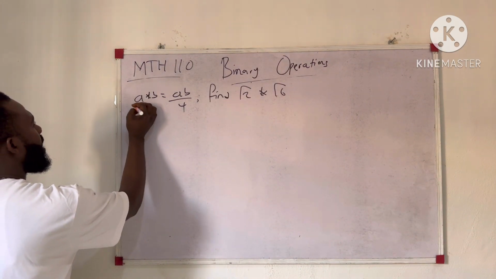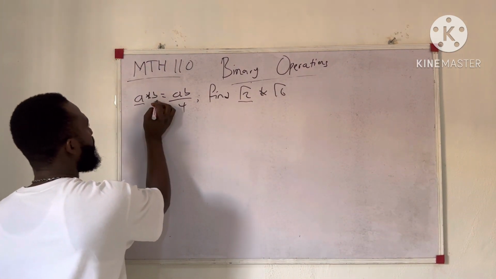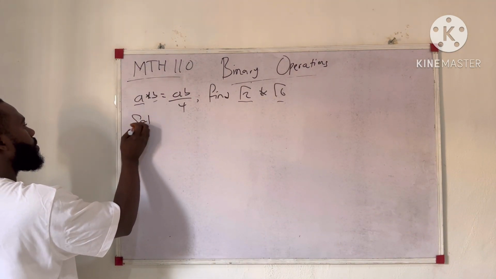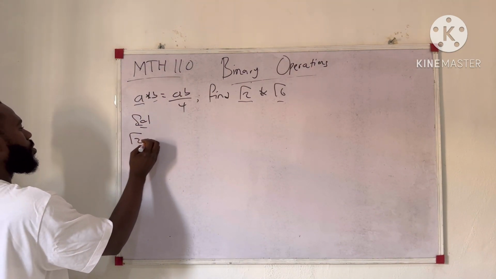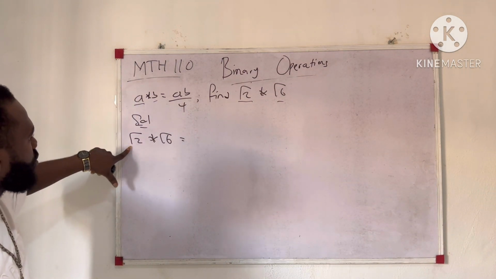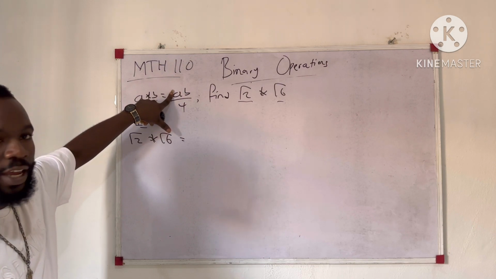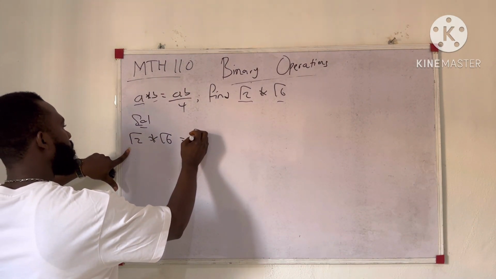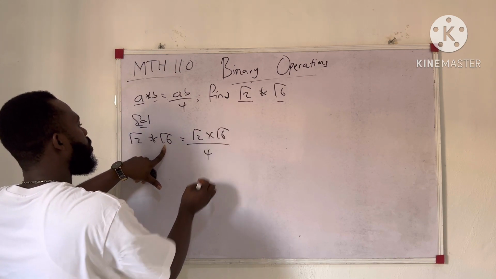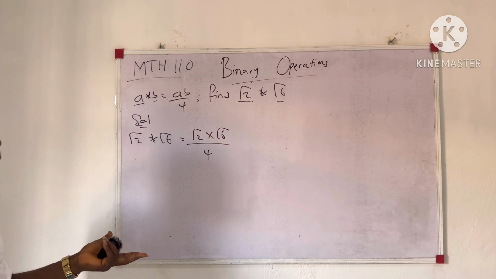Again, here, A is root 2, B is root 6. So let's substitute. Solution. Bring it down: root 2 operation root 6. Now, A means root 2, B means root 6. So anywhere I have A here, I'll put root 2, multiplied by root 6 anywhere I have B, all over 4. All right, now let's proceed.